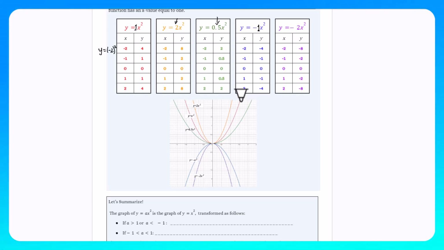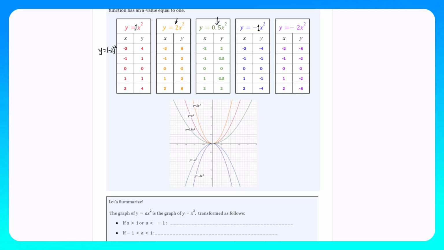Now what about for these different values of a greater than 2? Well, notice when a was greater than 2, this yellow graph right here looks narrower, whereas when a is smaller than that 1 value, it's wider. So it's kind of a little opposite to what we might think.